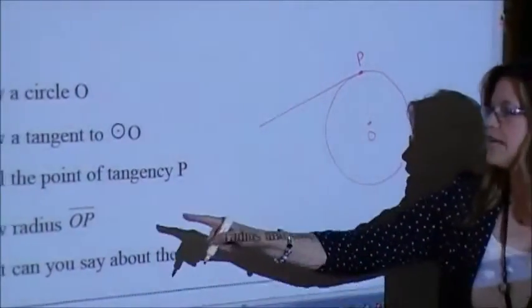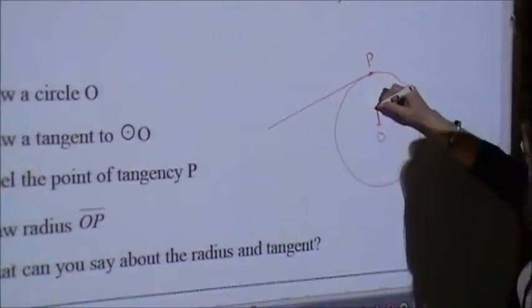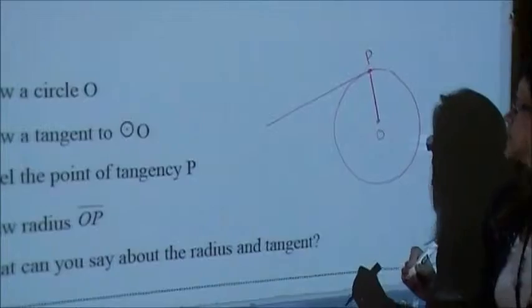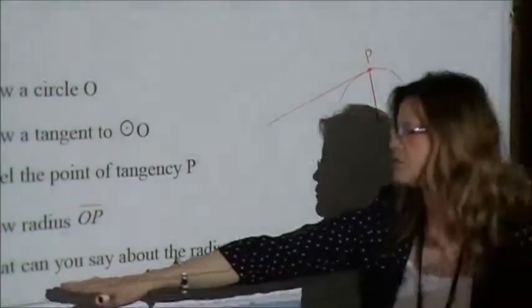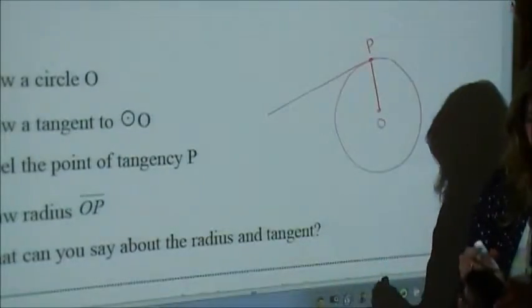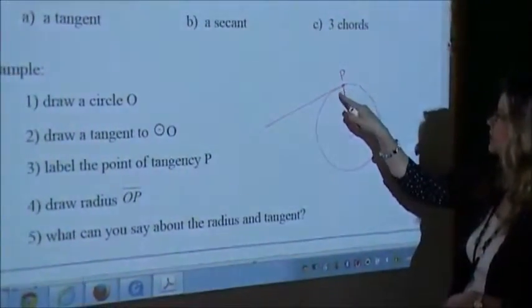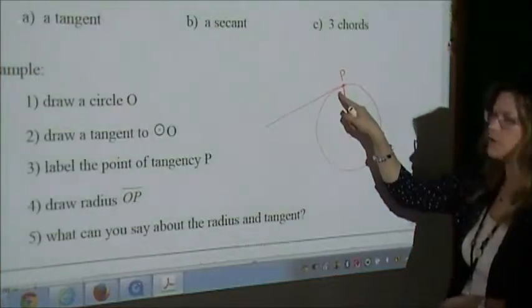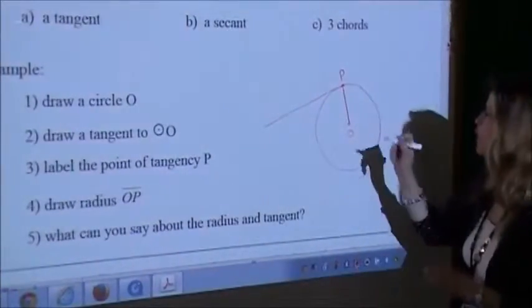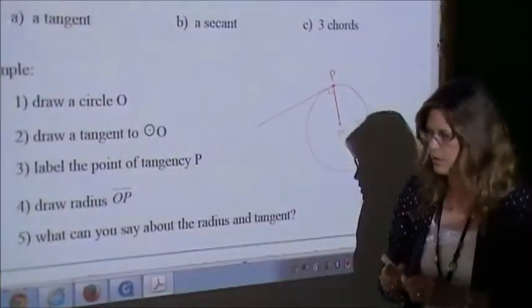Now it says draw radius OP, line segment OP. So if I connect from point O to point P, there's my line segment. And then here it says, what can you say about the radius and the tangent? I'm hoping you could have made your own conclusion. If you look at the angle here with the radius and the tangent, what do you think is happening right there? And I'm hoping you came up with the fact that those are perpendicular.